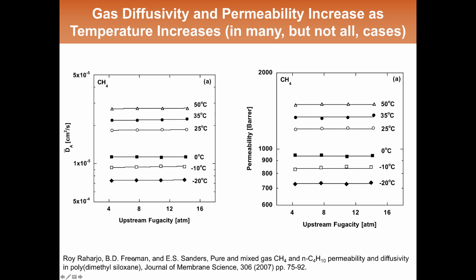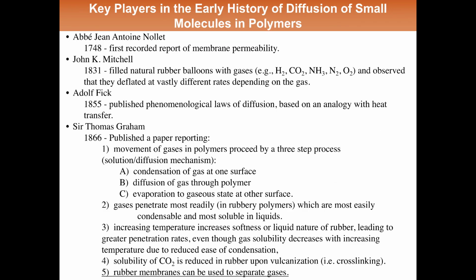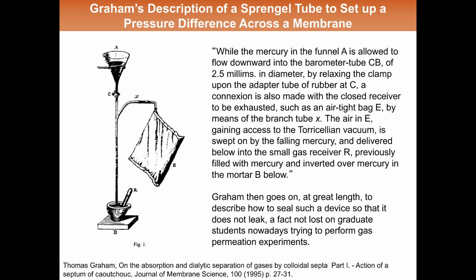This is just showing that the diffusion coefficients again in polydimethyl siloxane, this is methane, for example, do in fact increase with increasing temperature. So diffusion is faster as temperature increases. And finally, Graham also noted in this same paper, which is an amazing piece of work, that rubbery membranes can be used to separate gases.